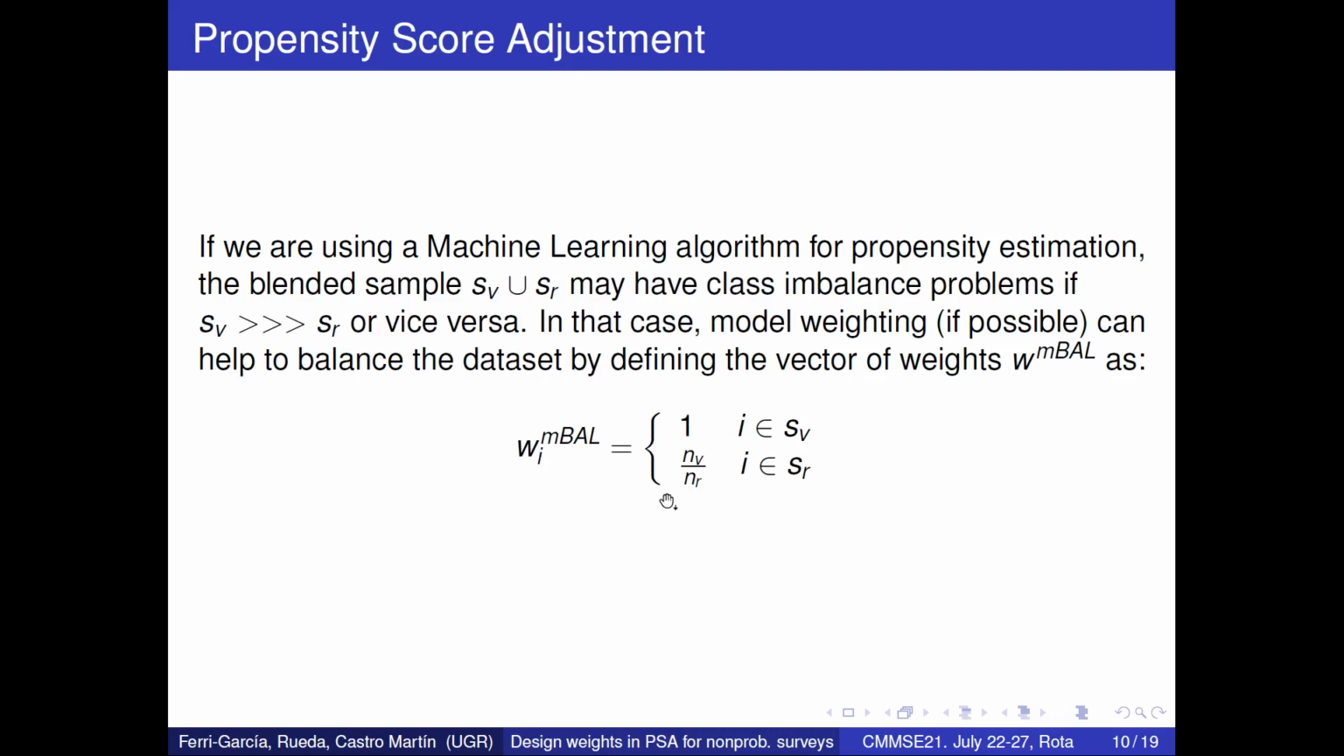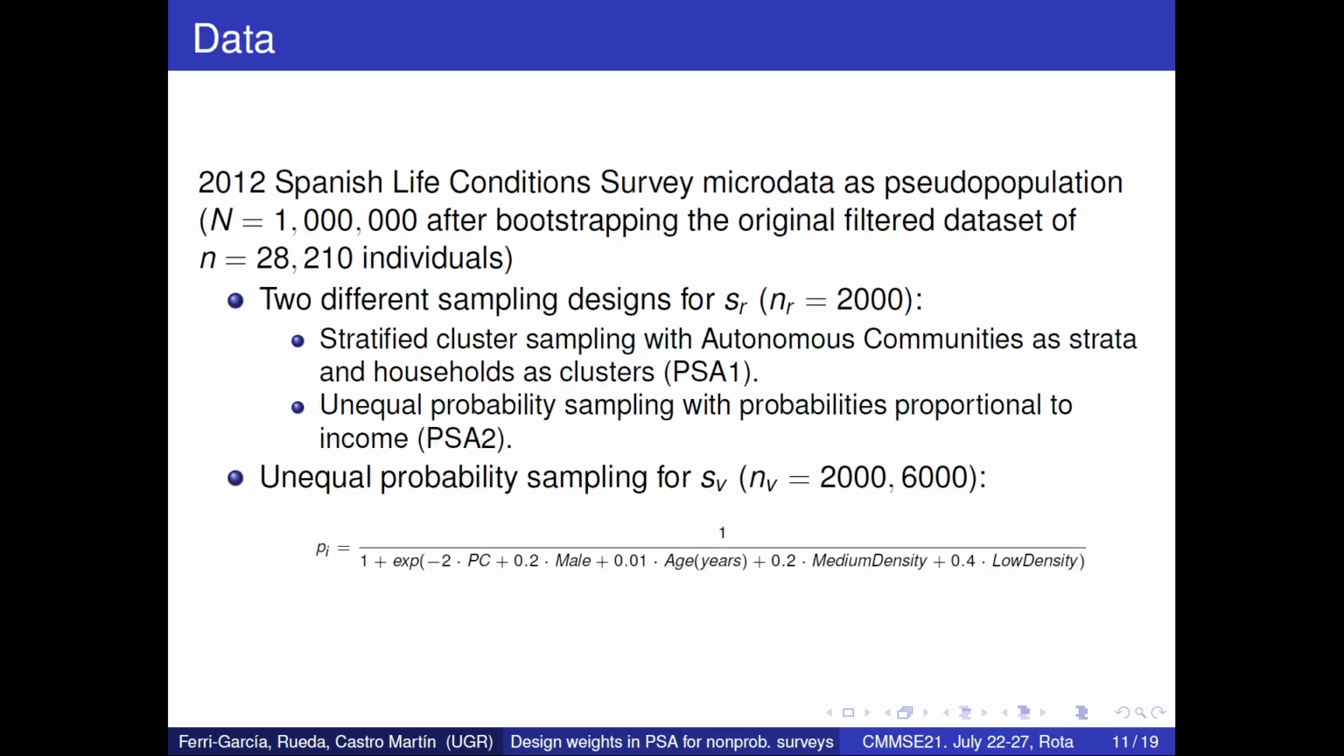So in this work, we try to compare these approaches. In order to evaluate the behavior of these weighting procedures, we prepared a simulation using data from the 2012 edition of the Life Condition Survey. We bootstrapped the original sample, which was composed of 28,000 individuals after filtering, up to a pseudo population of 1 million individuals. For each iteration of the simulation, a reference and a convenience sample were extracted.